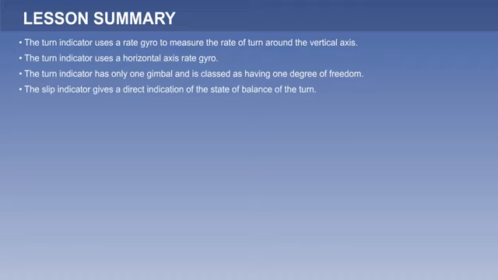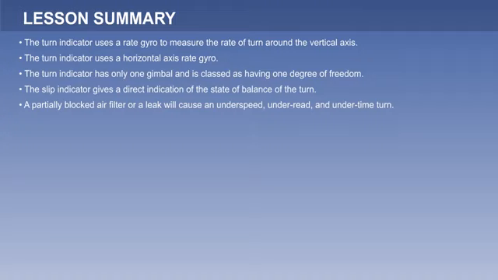The slip indicator gives a direct indication of the state of balance of the turn. In an air-driven gyro, a partially blocked air filter, or a leak, will cause the gyro to underspeed, and the instrument will underread the rate of turn, and the turn will be under time. If the gyro overspeeds, the instrument will overread, and the rate of turn and the turn will be over time.